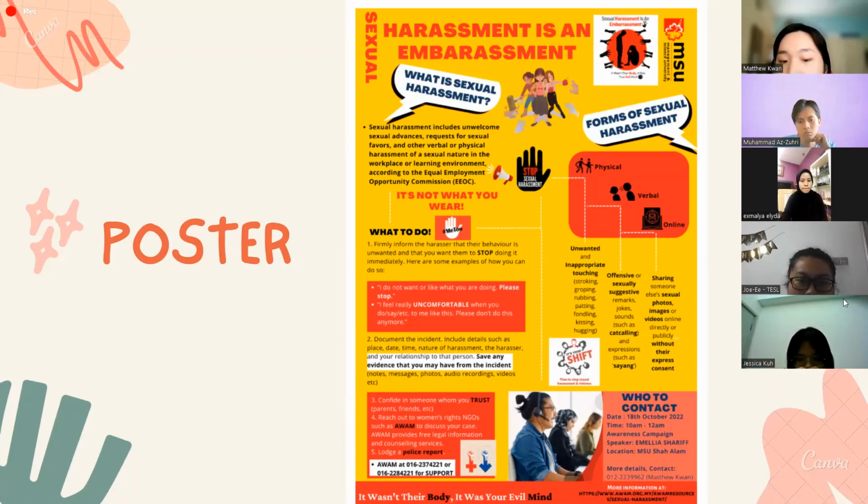Besides that, I also included the hotline in case anybody needs a support system or help in lodging a police report. We have plenty of NGOs in Malaysia, so I wanted to involve the NGOs and support systems in Malaysia. Next we also have the contact information, and lastly more information at that website. If anybody wants more information about sexual harassment, it's a great way for them to search for it.